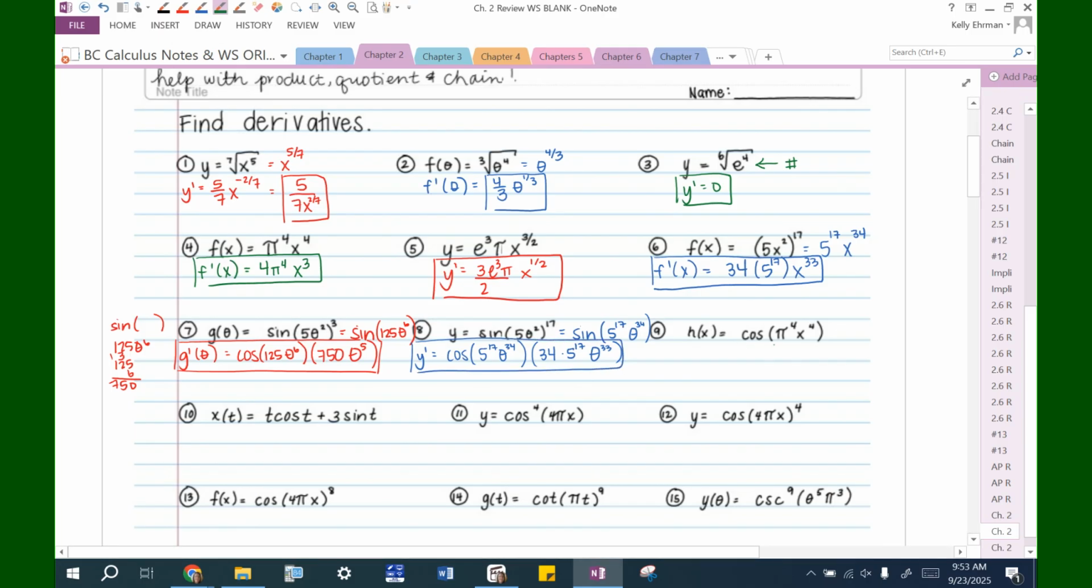For number 9, nothing to simplify in here. So the outer function is cosine. The inner is this part here. So h prime of x. The derivative of cosine is negative sine of pi to the fourth x to the fourth. And the derivative of that is 4 pi to the fourth x to the third.